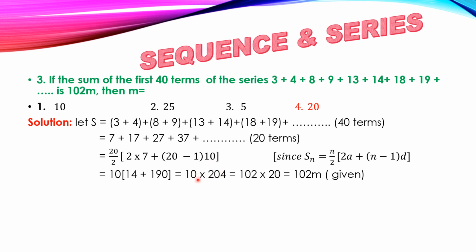It will be written as 102 into 20, because the total sum is 102 into m. So here we write the number as 102 into 20. So we compare the given number and the already calculated number. The value of m is 20. This is the solution for this problem.